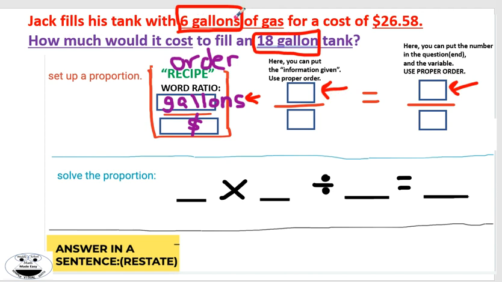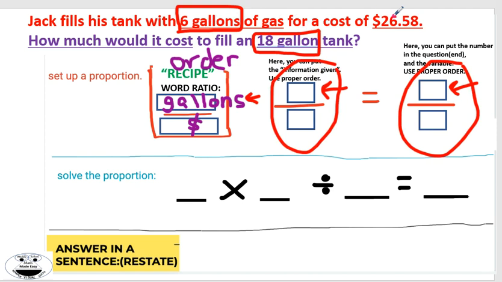So the 6 gallons costs $26.58. We know that the 6 has to go together in the same ratio, either this one or this one, with the $26.58, because they are a rate. They are attached. You can see I did that here with the same color. I used the color red in the first sentence. So that is important. This can be complicated, but once you start practicing, it will become easier.